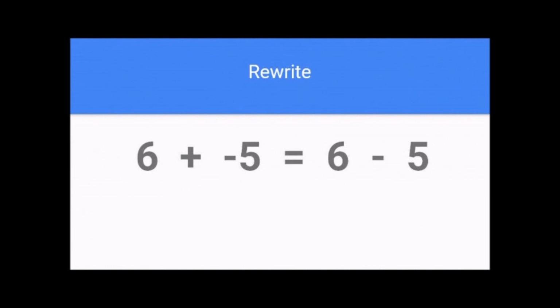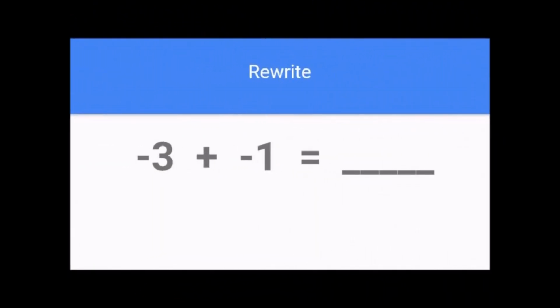Okay, so let's first see if you can rewrite these and get an answer. I've done the first one for you. 6 plus negative 5 is 6 minus 5. We're not worrying about the answer. We know the answer would be 1. I just want you to rewrite the expression to make sure you understand what you were doing.